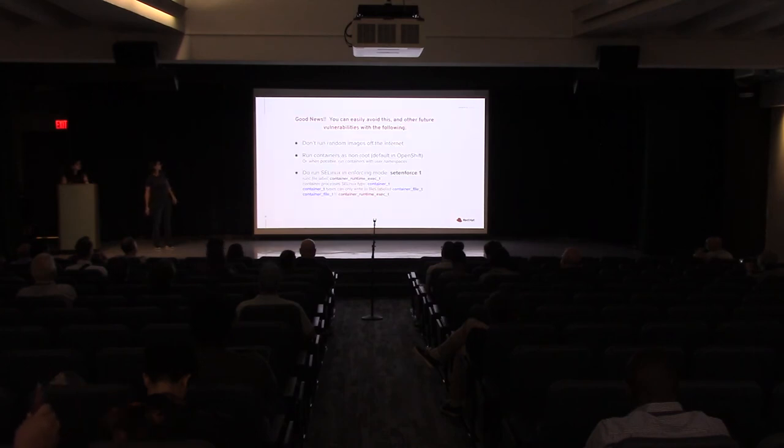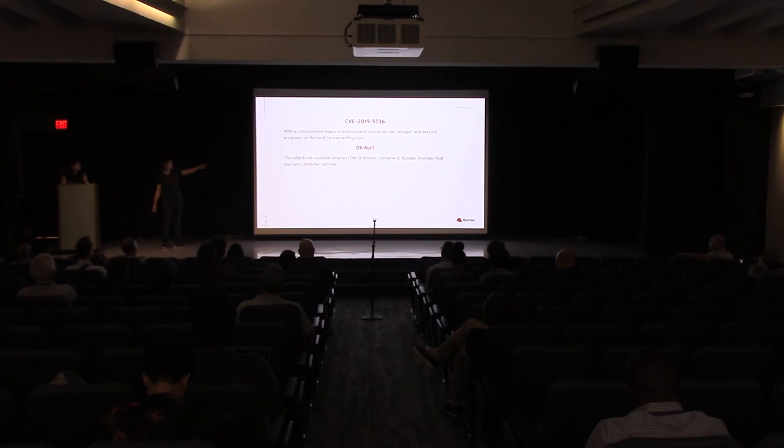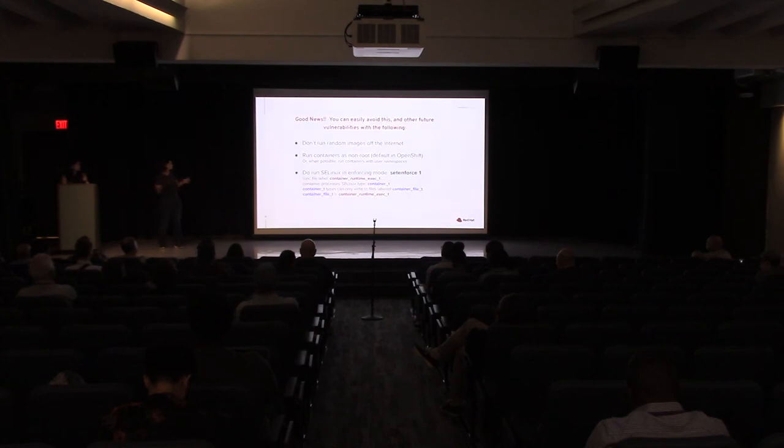The exploit was that a process could escape and overwrite the runC binary and then make it do whatever it wanted to do on the host. So it was a really bad one. But fortunately, at Red Hat, we were pretty much okay because we don't run random images off the internet. We run as non-root. That's the default in OpenShift. That's why we don't allow containers to run as root in OpenShift.